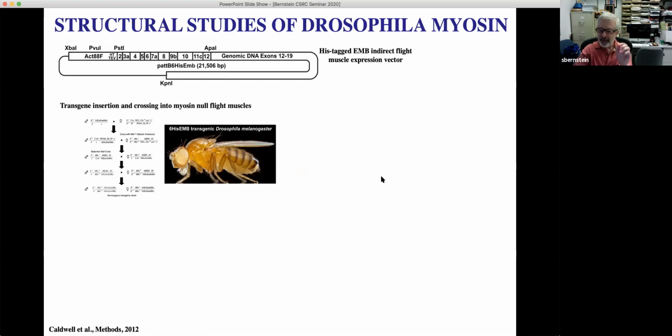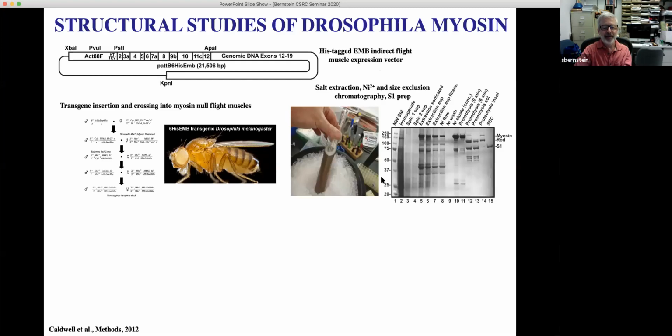Then instead of dissecting out 100 to 200 indirect flight muscles, what James developed was this, what he calls a fly slushy, where he would take 10,000 flies and grind them up. And now you have every form of myosin that's being expressed in this fly, in addition to the his tag myosin. And if you know the biochemical trick, we do a myosin isolation, the protein is up here, myosin heavy chain, and then we run it through a nickel ion column, and we're able to specifically isolate the his tagged version.